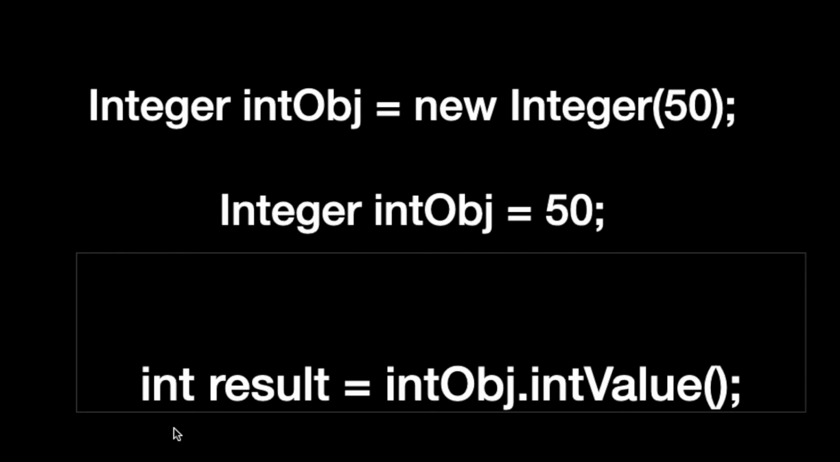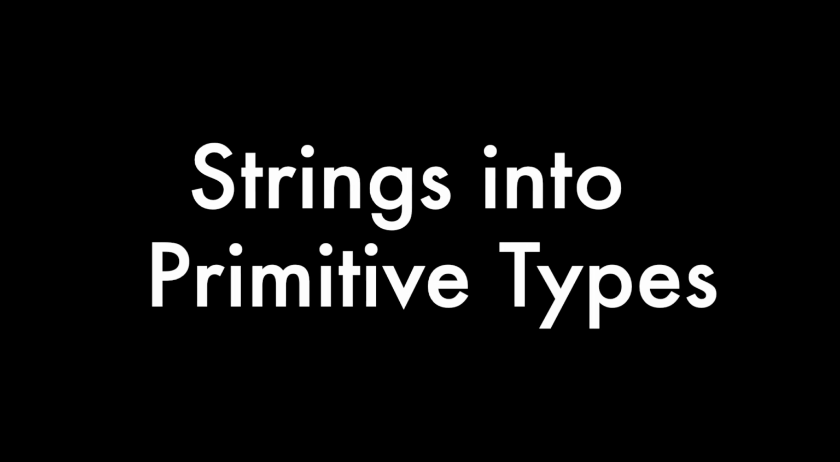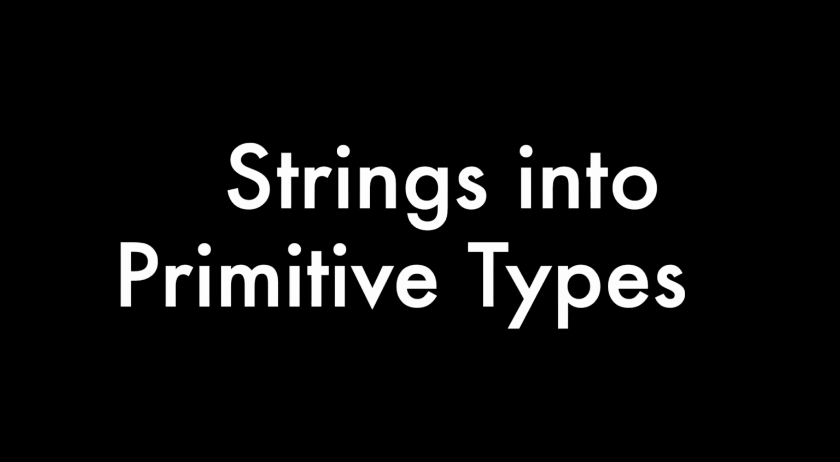So to sum it up, wrapper classes give us the ability to conveniently convert primitive types into objects and vice versa. Additionally, wrapper classes are also used to provide us with methods for converting strings into primitive types. Let me give you an example of how this is done.